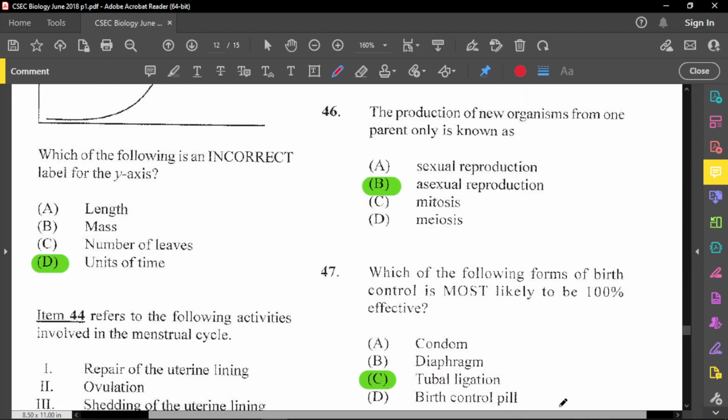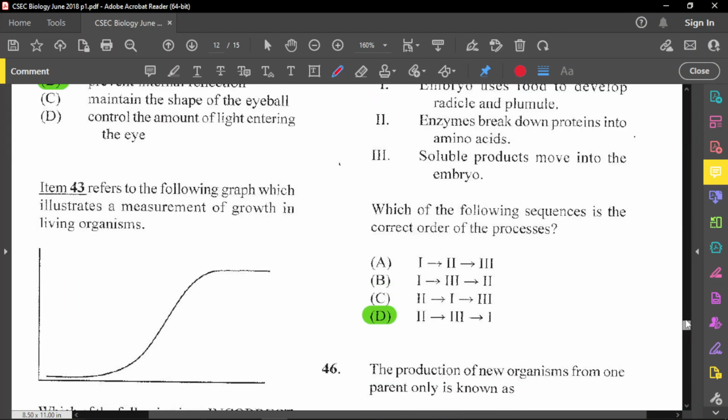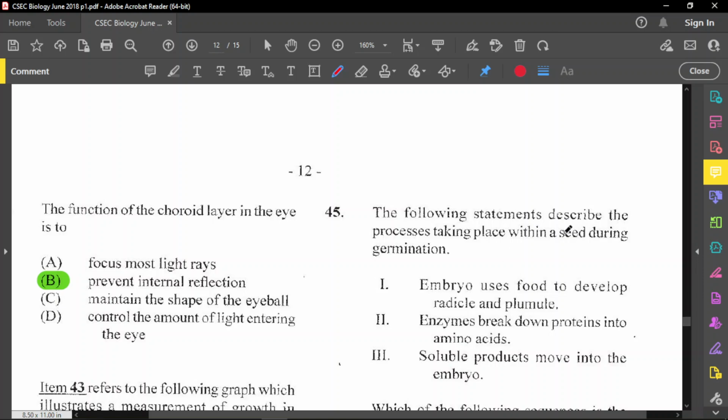45. Where is 45? All right, 45. Right there. Now 45 says the following statements describe the processes taking place within a seed during germination. All right, and so we have embryo uses the food to develop radicle. That must be the last thing.